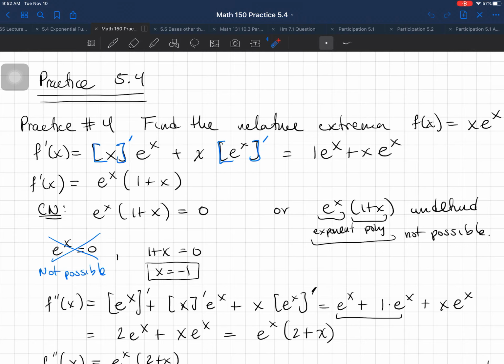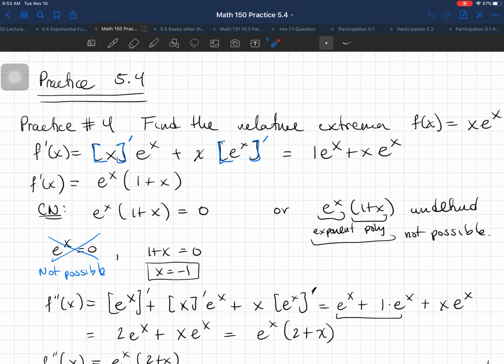Let's find the relative extrema of this function, x times e to the x. I remind you guys that to find the relative extrema, you need to find the critical numbers. And then in this case, I'm going to use the second derivative test to determine whether I have a relative max or relative min.